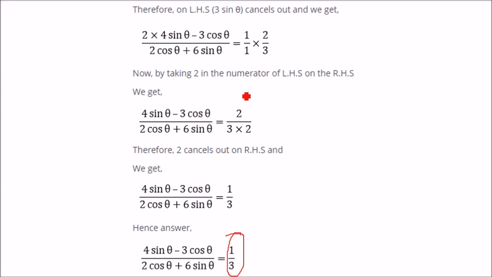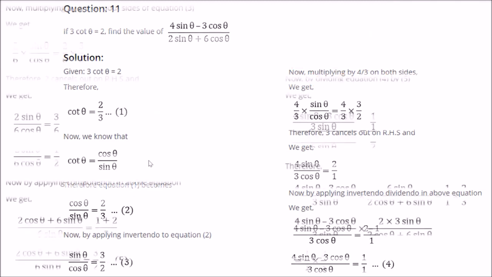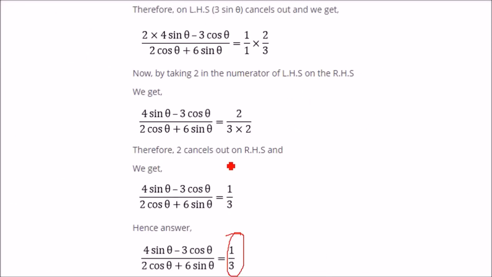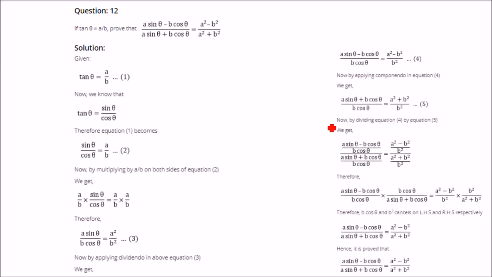Otherwise, componendo and dividendo, let me just play it for you. This is the first one, second one, and the final one. This way also you can do. The tan theta is a by b. We have to prove this one. So again, we have this solution, which is the componendo and dividendo, and I'll just solve it in a few steps.